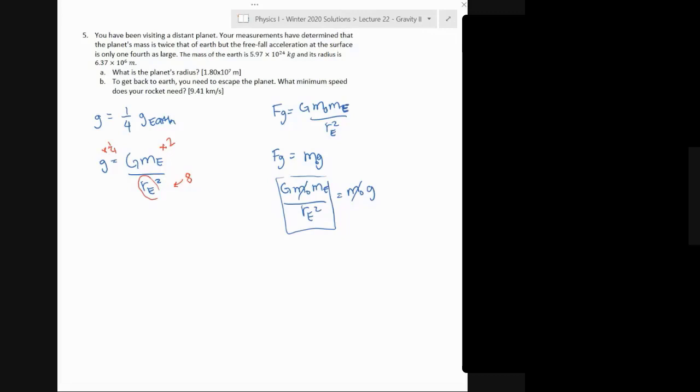The numerator we know is 2 times as big. The denominator, if it was 8 times as big, then the whole thing, 2 over 8, is a quarter. Then the g would be a quarter the size. So what does the r have to be in order for the whole denominator to be 8 times as big, remembering that it's being squared? What number do you square to get 8?